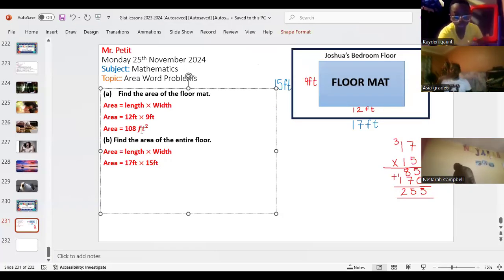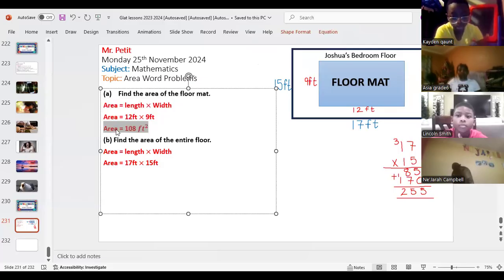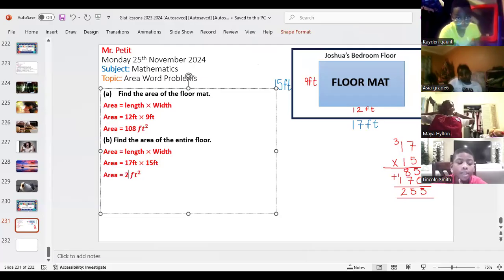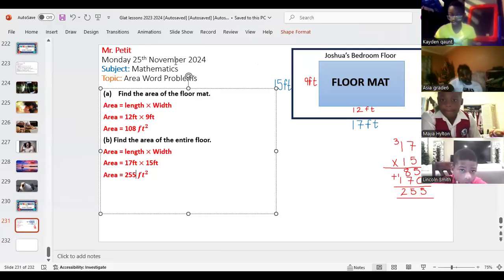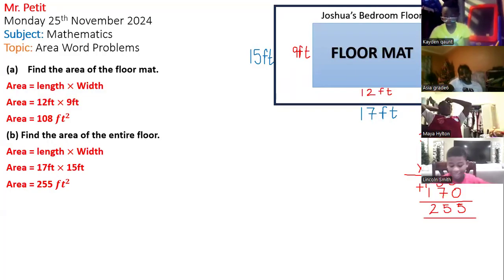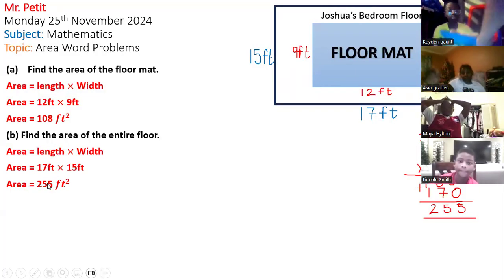So the area, 255 what? Feet. No, feet squared. Square feet. Feet squared or square feet, same thing.